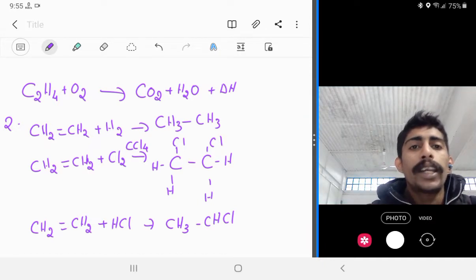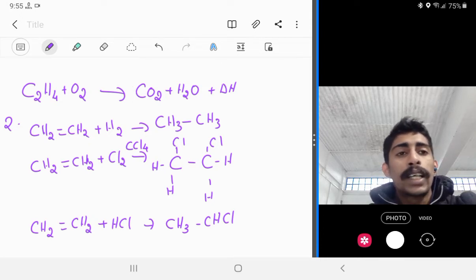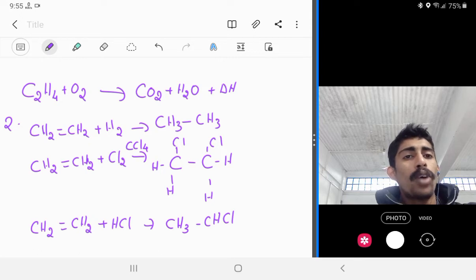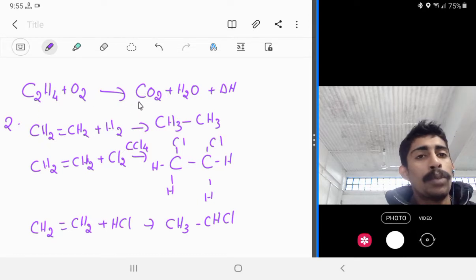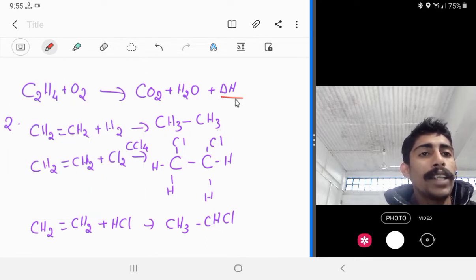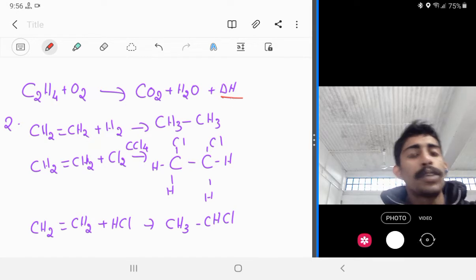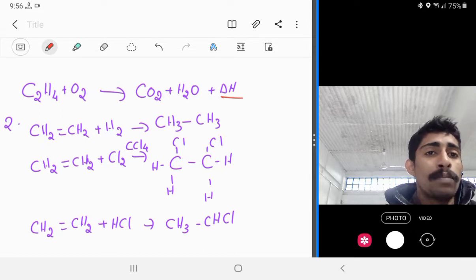Next we study the chemical properties of ethene. First, the combustibility of ethene. Like methane and ethane, when ethene reacts with oxygen, it produces carbon dioxide, water, and heat energy. If there is an excess amount of oxygen or air, it will produce carbon dioxide. If there is not a sufficient amount of air, it will produce carbon monoxide.